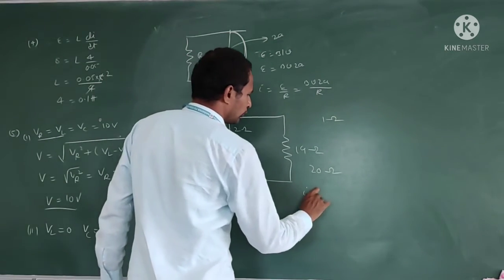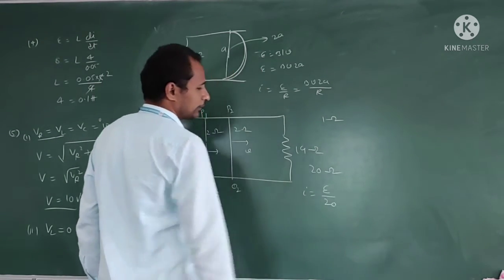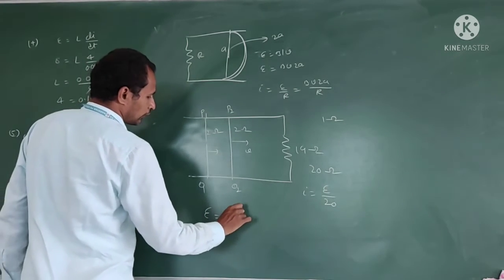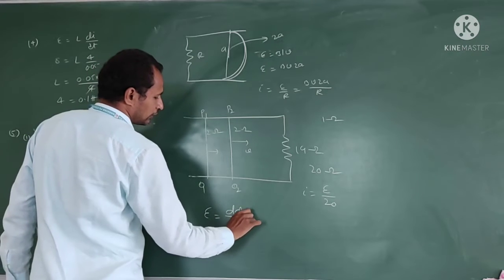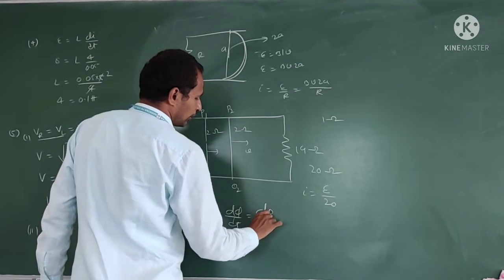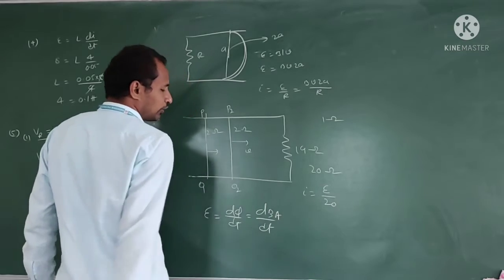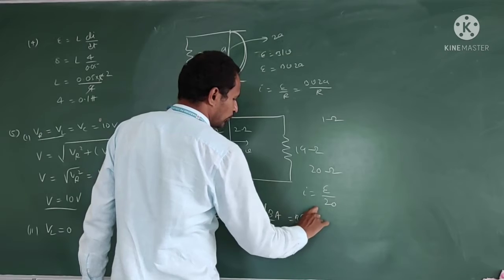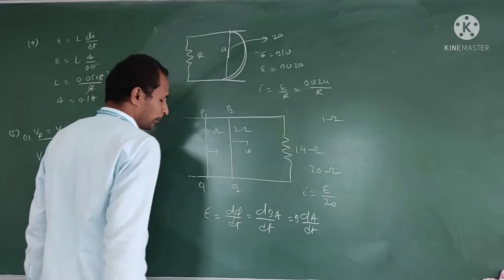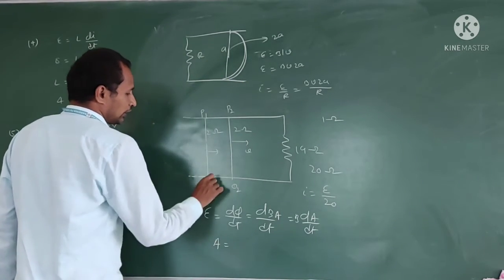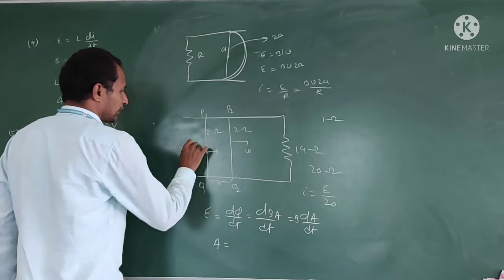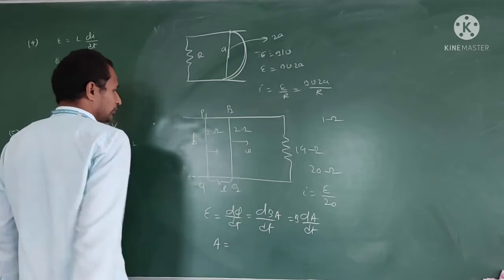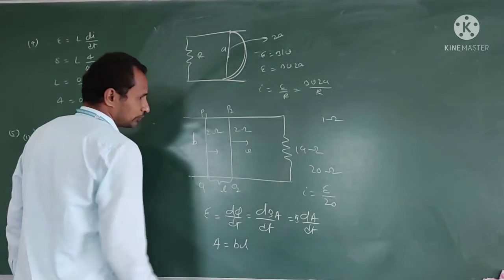I is equal to E by 20, E by R. E we need to find. E is dφ by dt, which we can write as dB by dt into A. B remains the same, A is changing. So we can write B into dA by dt. How do we write the area? Let us say this is B and this is L. So the area is B into L.